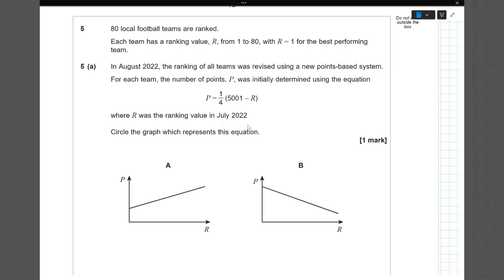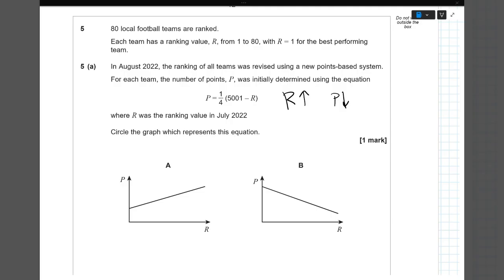Circle the graph which represents this equation. There's a lot of words there for 1 mark. I take a little bit of offence to having to read all of it for a 1 marker. Now, what we're finding is as R increases, the value in the bracket will decrease, and therefore P will decrease. This will happen in, I believe, a linear fashion.